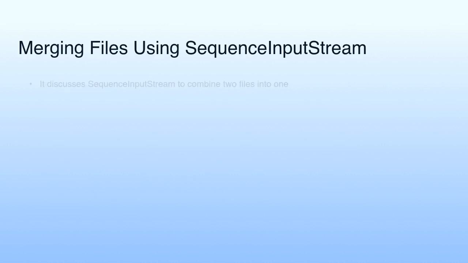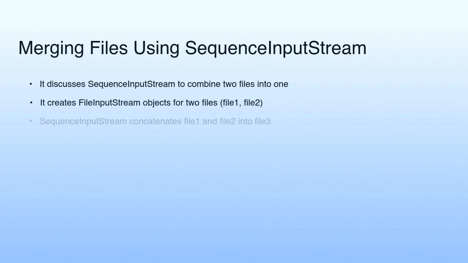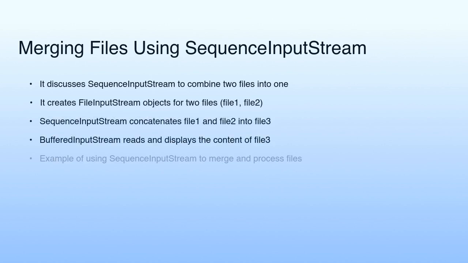The concept of merging two files is introduced, which is demonstrated after explaining file read and write operations. The SequenceInputStream class is discussed, which can be used to combine two files into one. The program creates FileInputStream objects for two files, and then uses a SequenceInputStream to concatenate the contents of the first two files into a third file. A BufferedInputStream is used to read and display the content of the merged file.